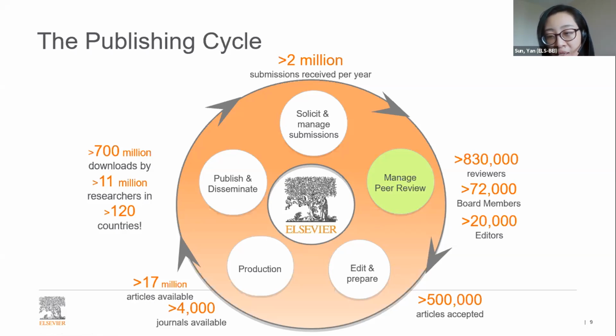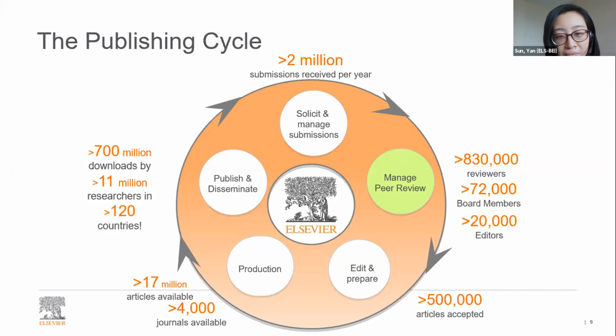For the accepted articles, recently we accept more than 500,000 articles per year. And looking at the submissions, you can calculate roughly that the average acceptance rate is quite low. It's around 20 to 30% on average. But it of course varies for different journals.